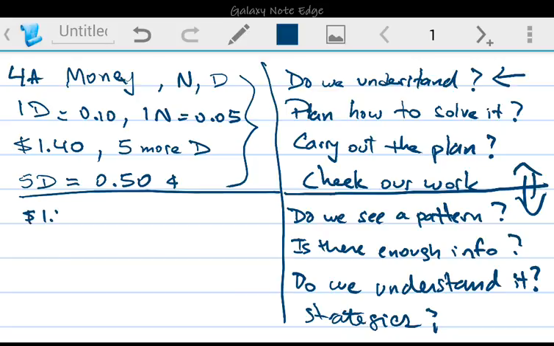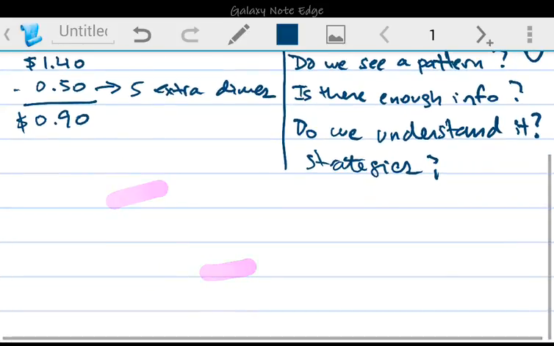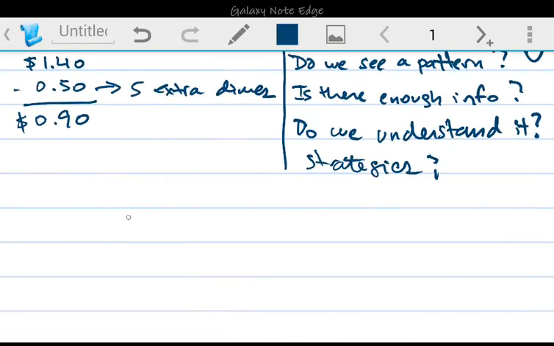So we have $1.40 minus 50 cents. That's gonna be 90 cents. Okay, 90 cents. The 50 cents here account for the 5 extra dimes. So then everything else stands to reason that we have an equal amount of nickel and dime pairs.